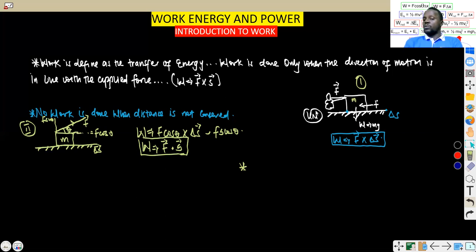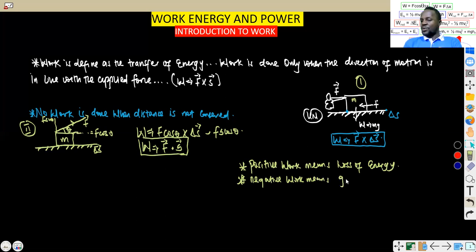When the body is doing work on somebody, the boy is doing work on the body, or the body is doing work on the boy, you understand that? That is what we call positive. So positive work means loss of energy. I hope students understand that from the way I've explained. And negative work means gain of energy. I hope you understand that.